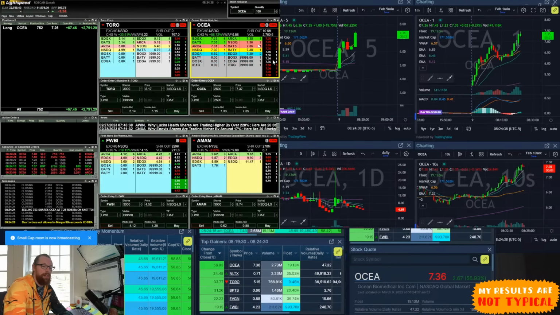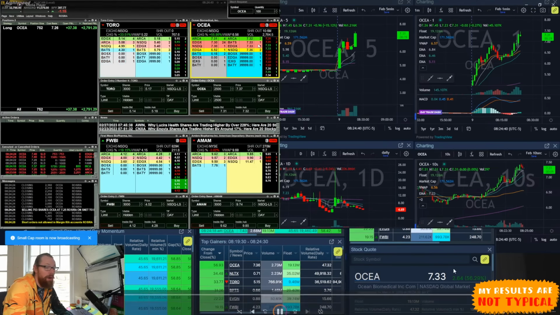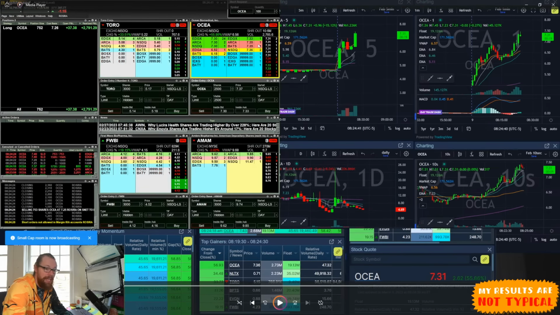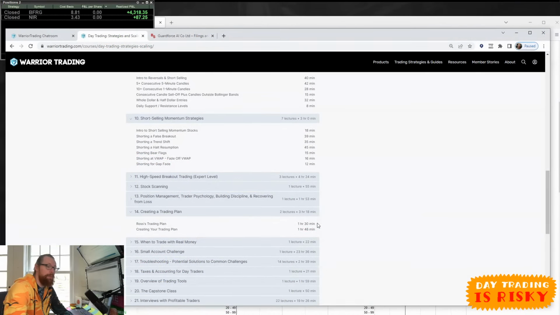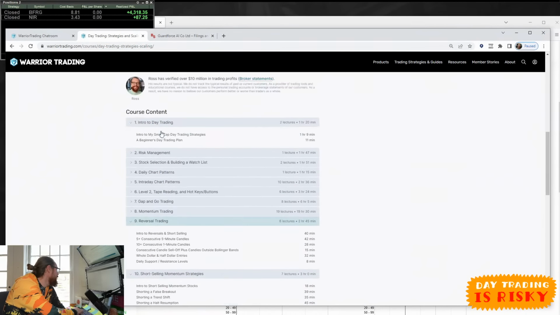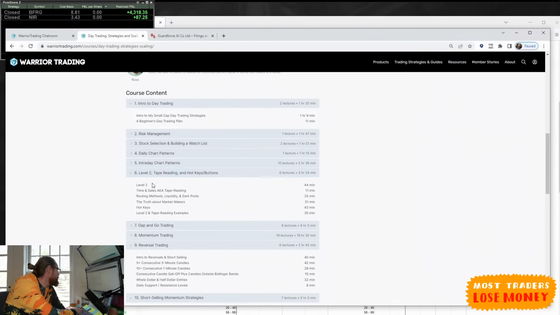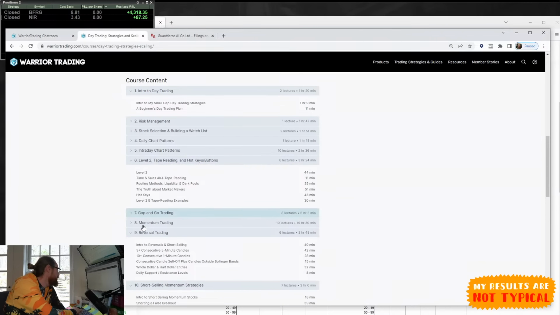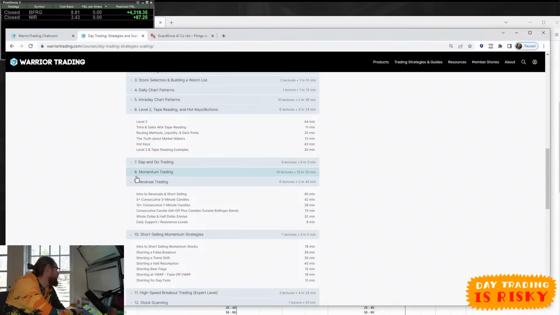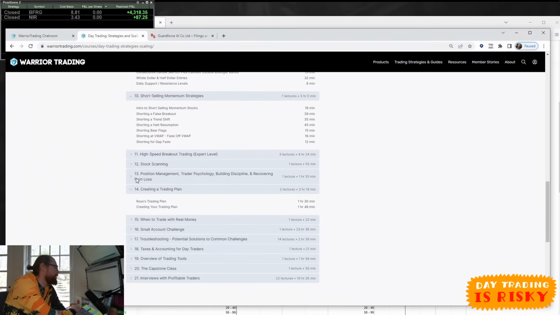For those that are curious or realize that tape reading is an important component, on chapter 6, this is where I teach tape reading. Chapter 6, level 2 tape reading, and we talk about market makers, we talk about tons of tape reading examples. Of course, then we've got gap and go, momentum trading, short selling, et cetera, et cetera.